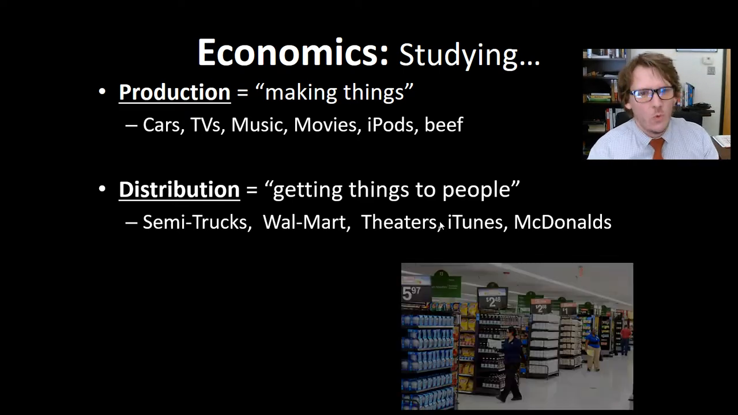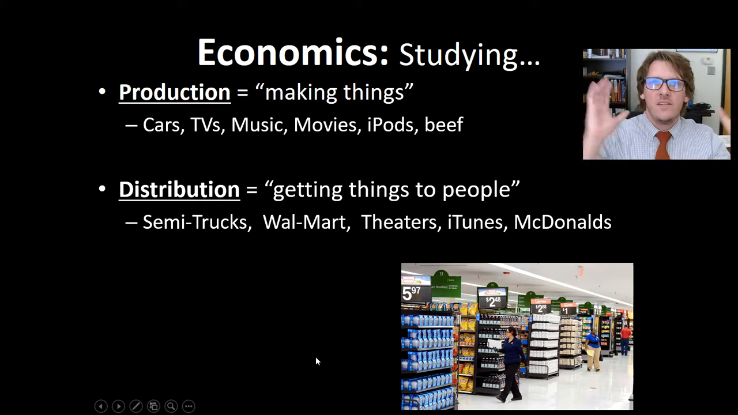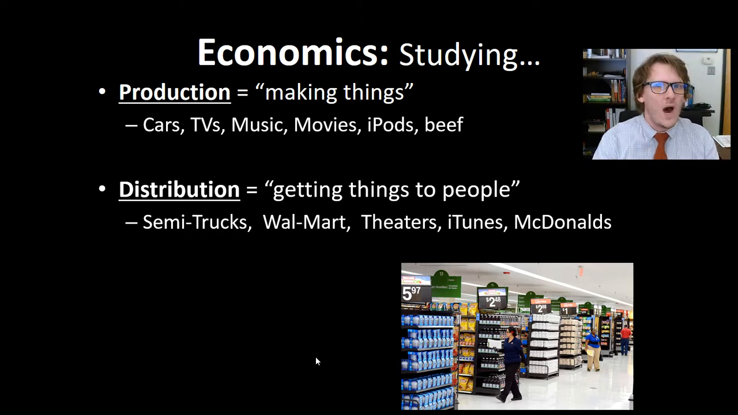Why do we distribute what we distribute? Semi-trucks, Walmart, theaters, iTunes. Okay, Walmart does not make pizza. DiGiorno makes the pizza. Walmart sells the pizza to you. Why do they do that? How do they go about doing that? How do they make a profit? How do they know how much money to spend on 500,000 pizzas from DiGiorno that they put in the freezer and then sell to you?